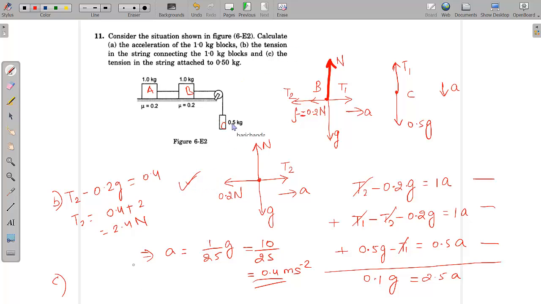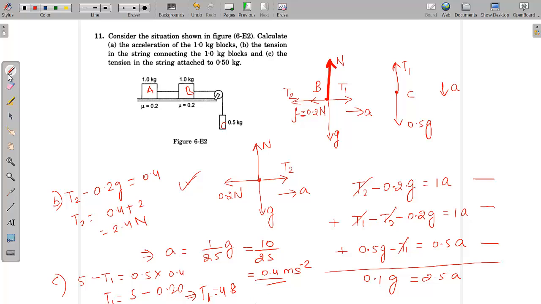Okay, so what about the C? That is T1. For the third equation, or you can use the second equation also, because we already know T2. Anyway, if you use the third equation, it is 5 minus T1 is equal to 0.5 into the acceleration, which is 0.4. So T1 is equal to 5 minus 0.2. Have we made some mistake? 0.5 into g is 5, no? Minus T1 is equal to 0.5 into acceleration 0.4, so it will be 0.20. That means T1 becomes 4.8 newtons.